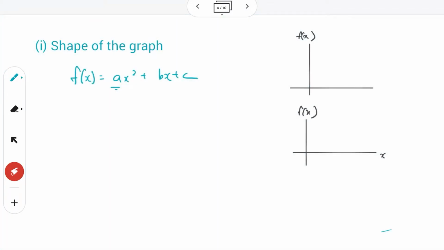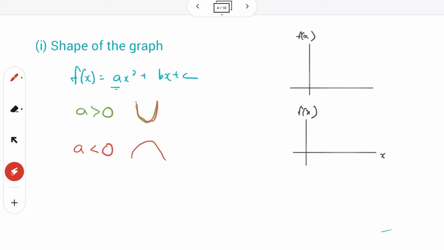So, the first step is to determine the shape of the graph. This is very simple. All you have to do is look at the a value, i.e. the coefficient of the x squared. If the coefficient of the x squared a is more than 0, then the curve will look something like this. If the coefficient of x squared, i.e. a, is less than 0, then the graph will look like this. A simple way to remember this is to think that as a is more than 0, a is positive. And when you're positive, you smile, right?